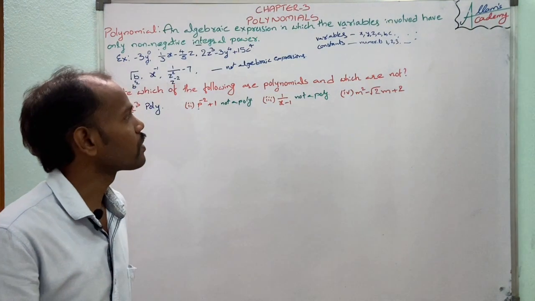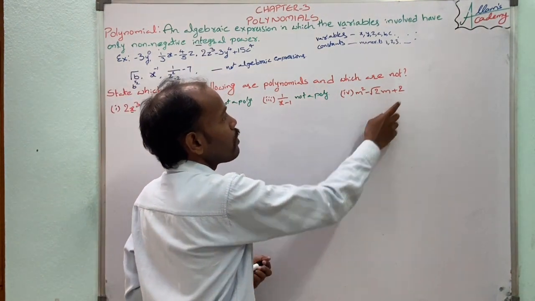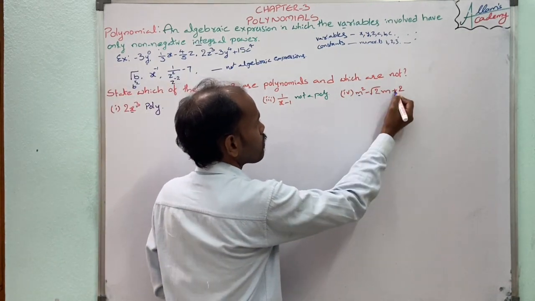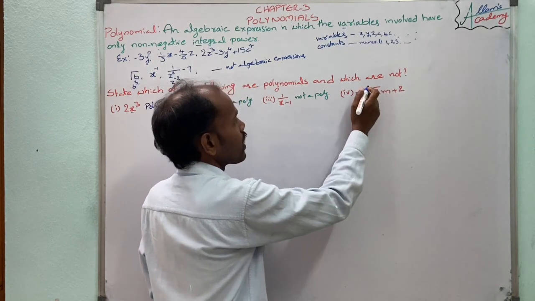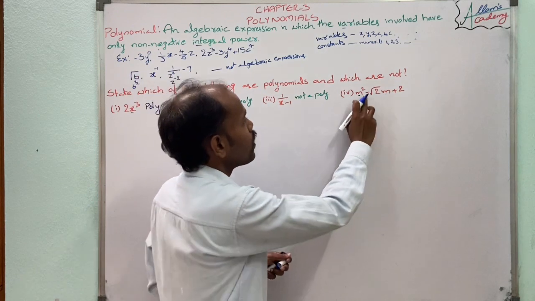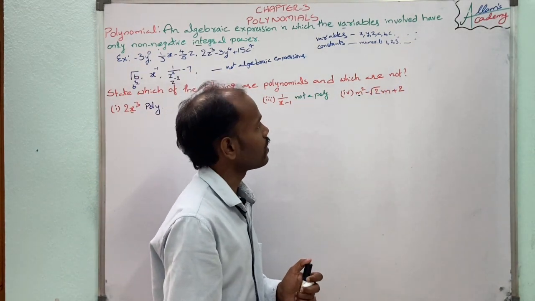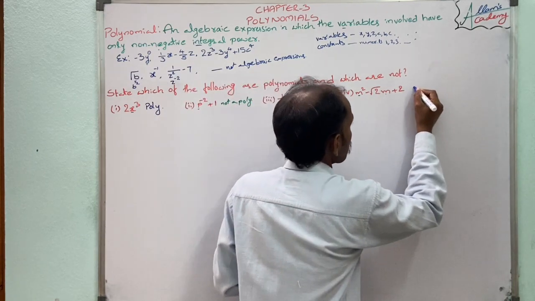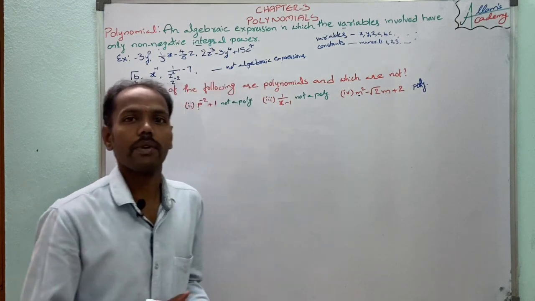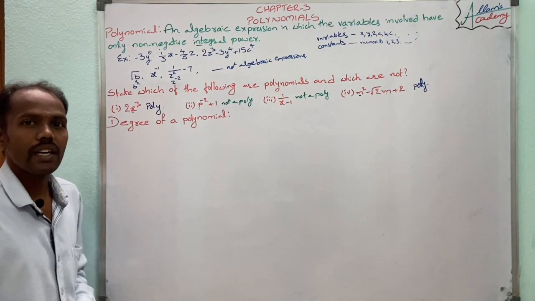Now the fourth question, m square minus root 2m plus 2. Here the variable is m. One term has power 2, one has power 1. Both exponents, 1 and 2, are positive integers only. So it is a polynomial. The next topic is the degree of a polynomial.